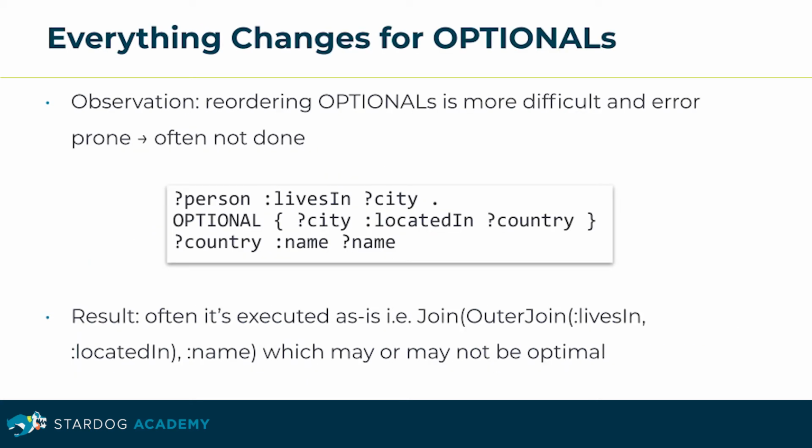So the first thing to consider on the reordering of joins is optionals. Introducing an optional makes it more difficult and error-prone, meaning the query planner may decide not to reorder the join. So in this case, it can often be executed as is. In our example here, we're going to have an outer join of lives in and located in with name, which may or may not be optimal.